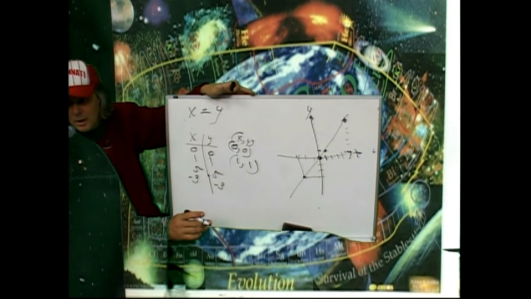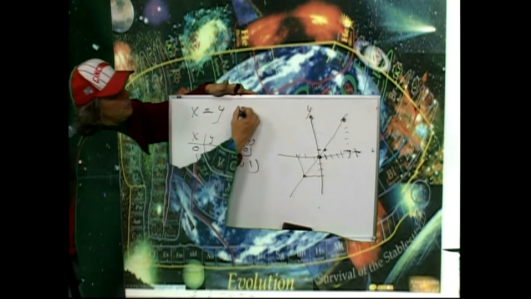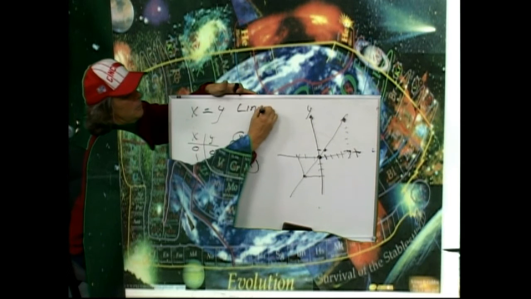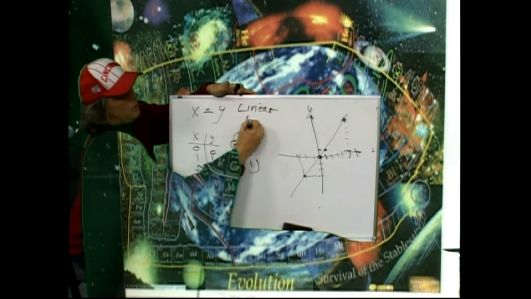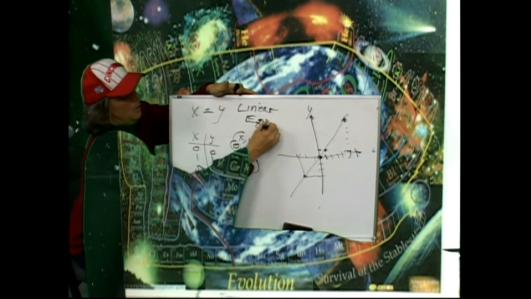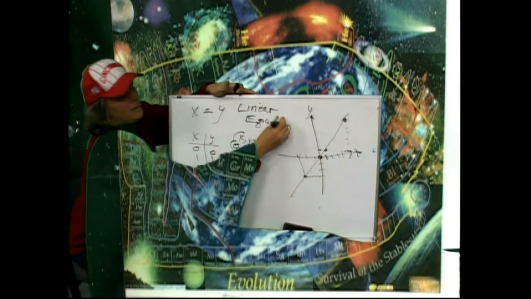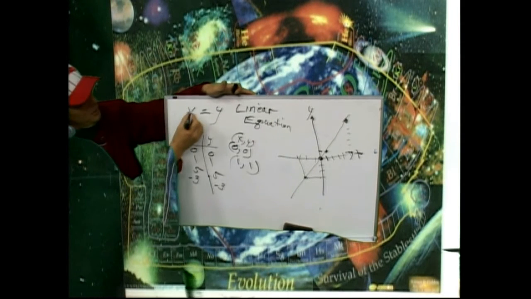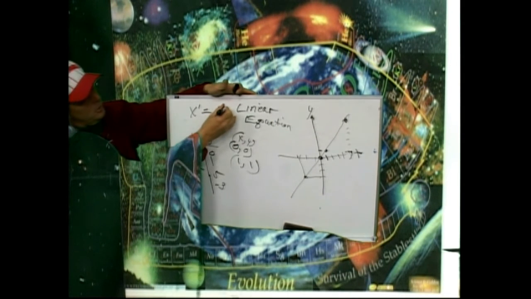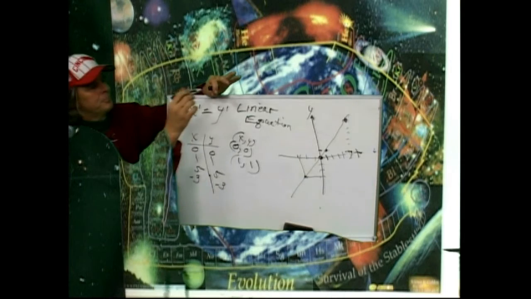X equals y is called a linear equation. And the whole idea is, because they don't write this for beginners, but it's x to the first power and y to the first power.